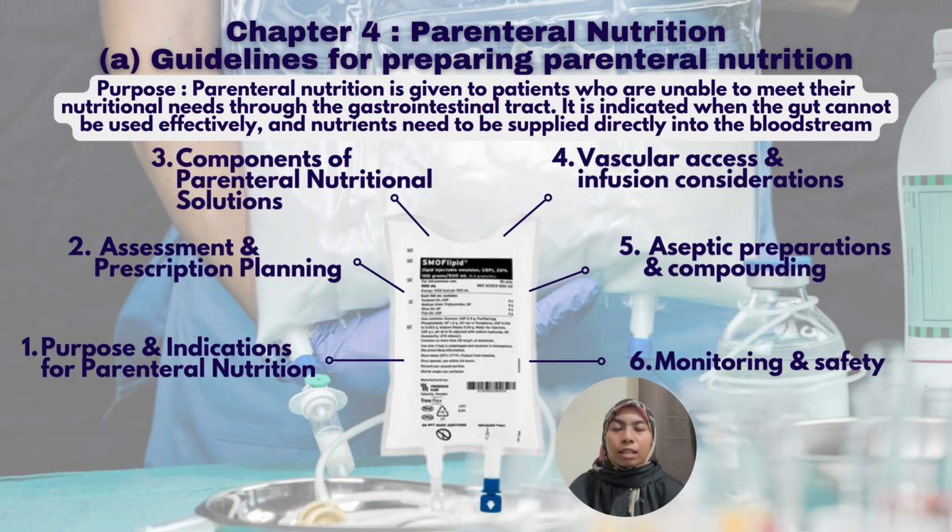Next is vascular access and infusion considerations. Since parenteral nutrition is administered intravenously, proper vascular access is essential. The type of vein and catheter used must be suitable to safely deliver the solution and reduce the risk of complications. The fifth point is aseptic preparation and compounding. Parenteral nutrition must be prepared using strict aseptic techniques. This is usually done in a controlled environment such as a laminar airflow cabinet to prevent contamination and ensure the sterility of the solution. Lastly, monitoring and safety. Patients receiving parenteral nutrition must be closely monitored.